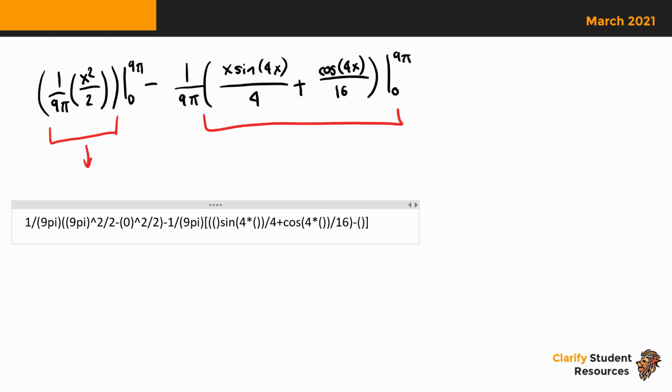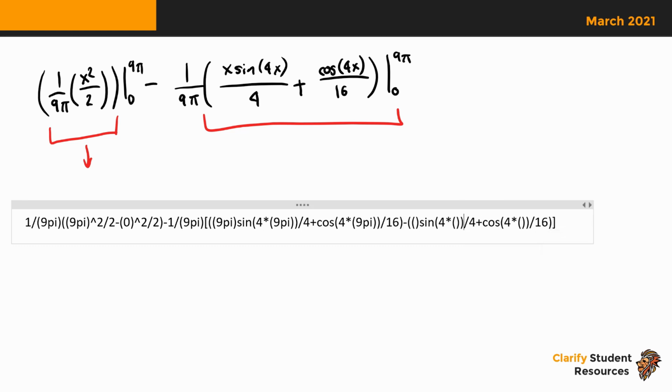At this point, what you would want to do is copy this expression because we're going to reuse it. And then now I can type in the upper limit, which is going to be 9 pi. Then I'm going to paste that thing I copied, which was the same thing, and now I'm going to plug in 0.